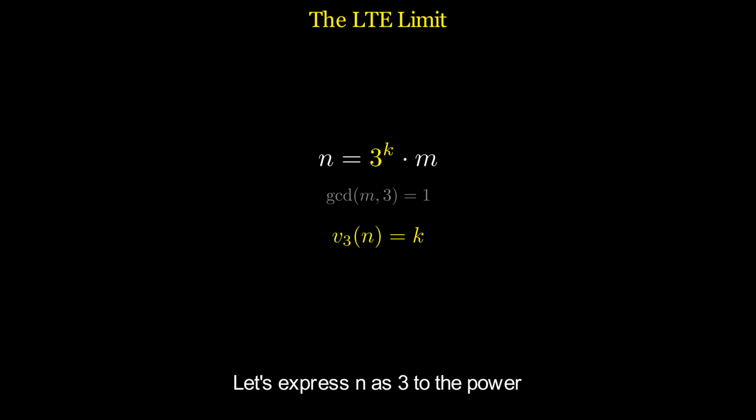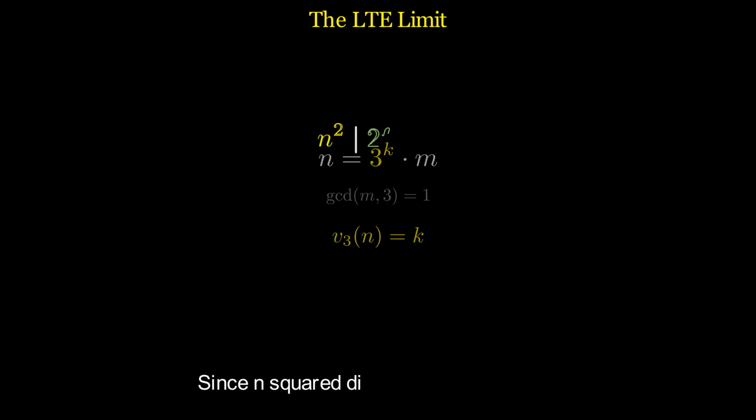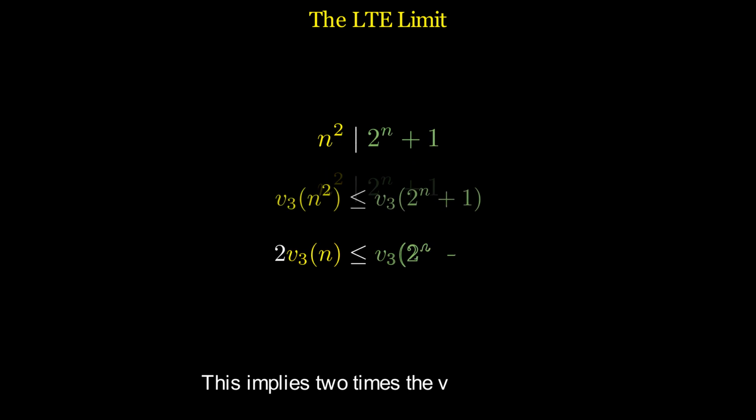Let's express n as 3 to the power of k times m, where m is not divisible by 3. Since n squared divides 2 to the n plus 1, the number of factors of 3 in n squared must be less than or equal to that in 2 to the n plus 1. This implies 2 times the valuation of n is less than or equal to the valuation of 2 to the n plus 1.